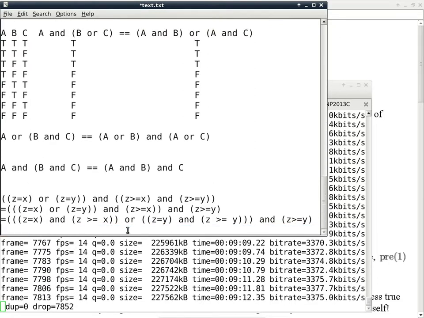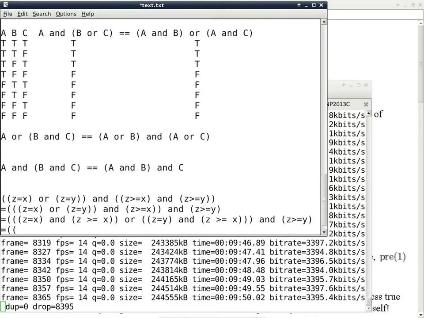Okay, let me backtrack. I think I made a mistake here. Okay, I was trying to distribute this term over these two, and I made a mistake here. That's not supposed to be z is greater than or equal to y. It's z is greater than or equal to x. Did you guys see where the mistake was? Good. That's good observation. Well, that changed everything.